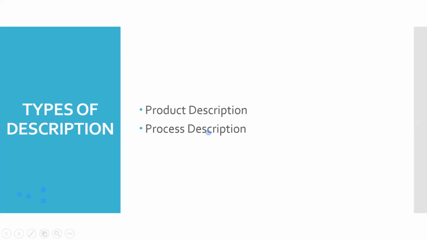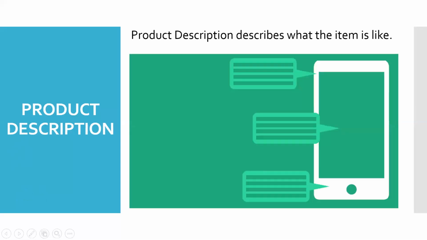There are two types of technical descriptions. One, product description. Two, process description. So what is product description? Product description describes what the product or the item is like.